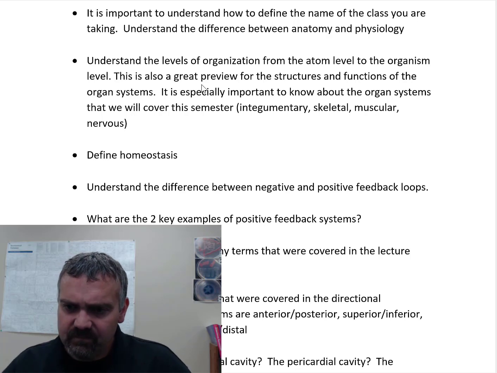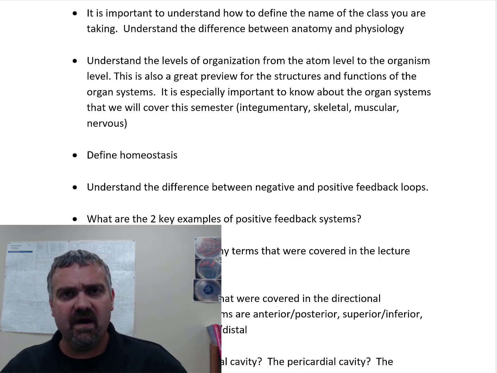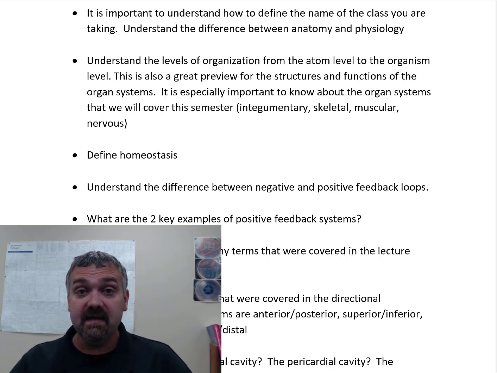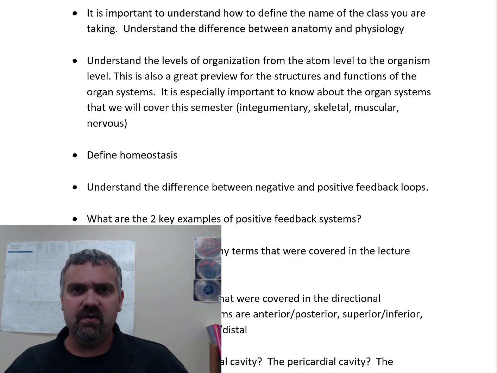All right. So especially important to know, this is just a real quick preview then of the organ systems that are covered early in anatomy class. The integumentary system, that's going to be the skin and associated structures. So when you think of skin, I'm just real big picture here. The main things you're probably thinking is protection. It's a barrier between you and the outside world.